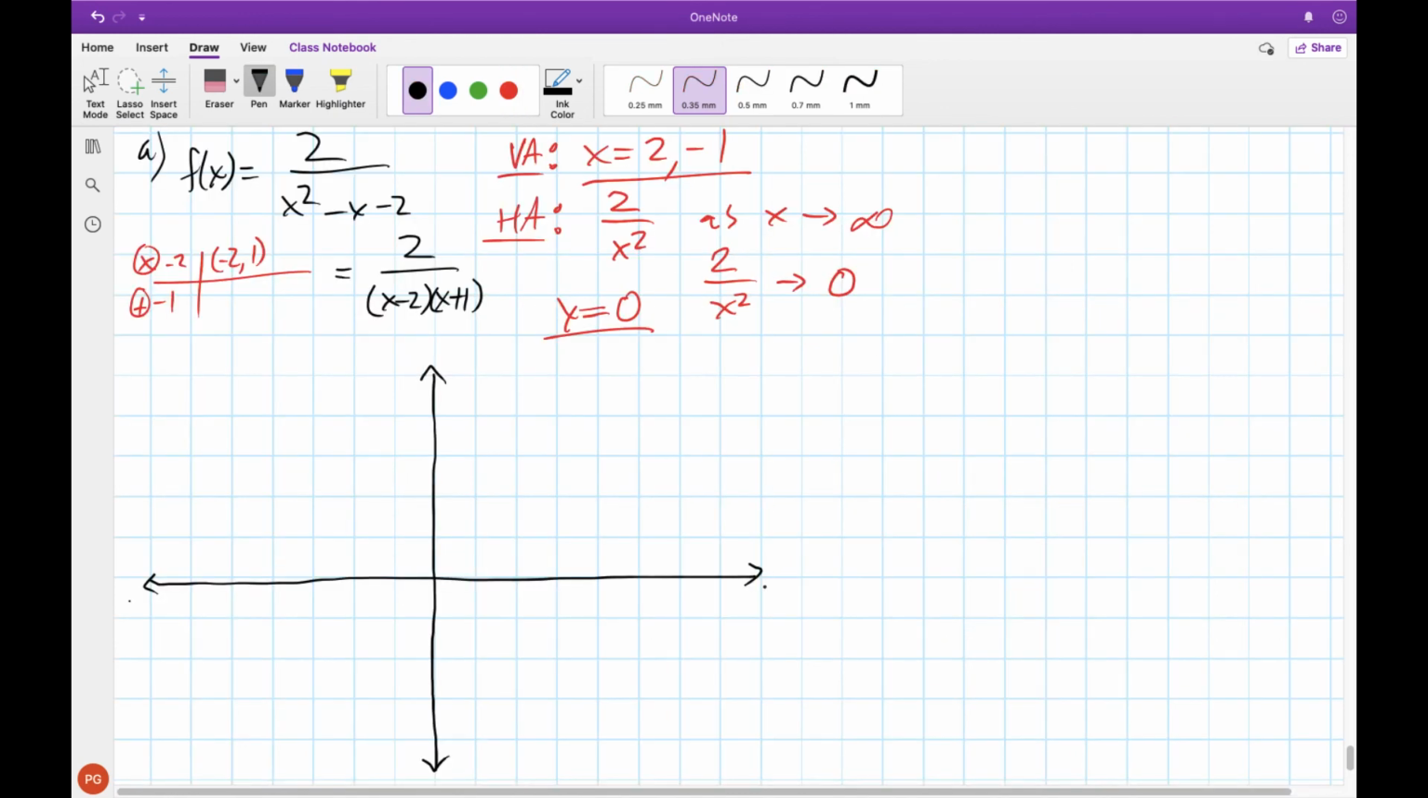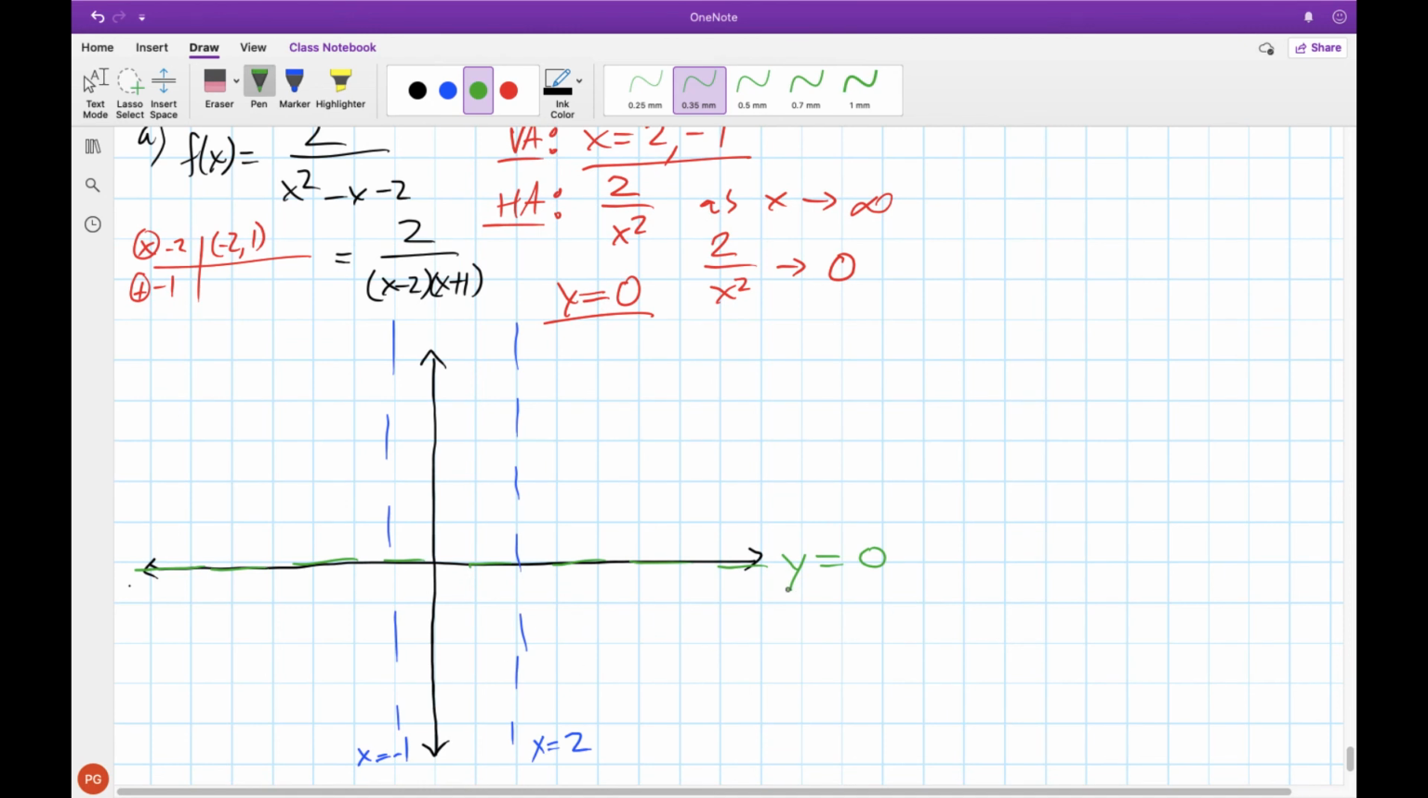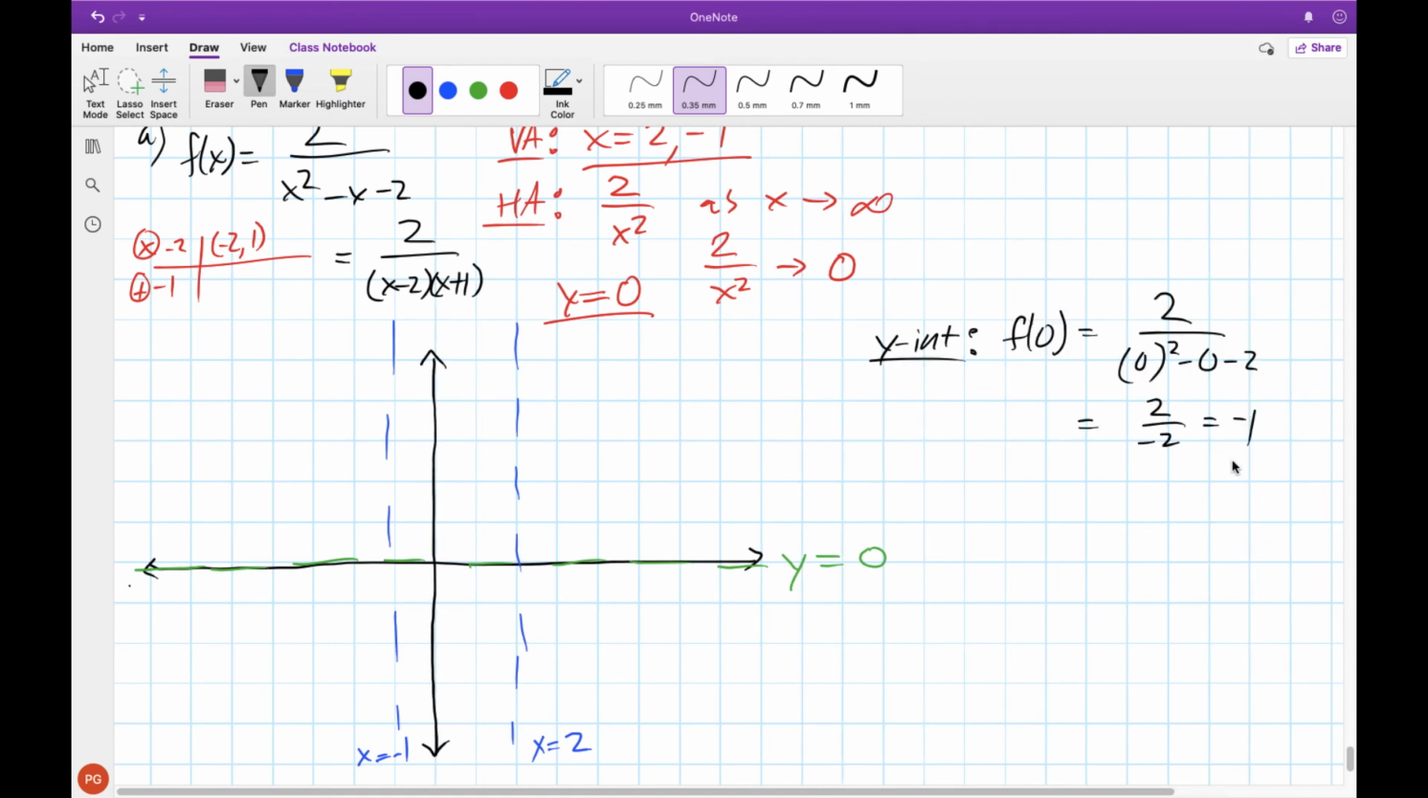Using that information, we can start to assemble our graph. We can label and plot both our vertical and horizontal asymptotes, and this sort of gives us a frame around which we can build our function. Our next step is to find our intercepts. If you remember, our y-intercept is where we set x equals 0, which we can get is -1, so our y-intercept is x equals 0, y equals -1. And there it goes right there.